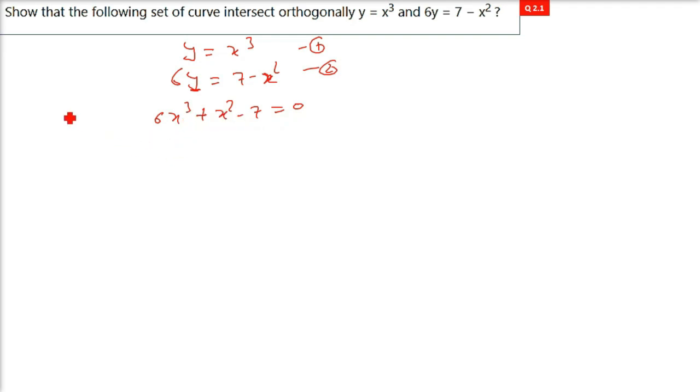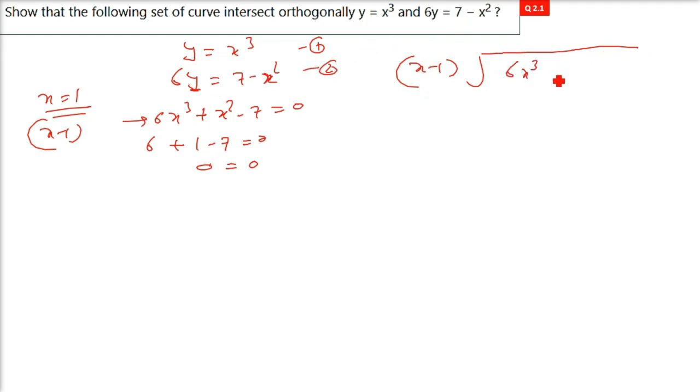So I'm just replacing y by x cube in the second equation, which is 6y equals 7 minus x square. So 6, and just put x as 1. Just gut feeling, x equals 1. When you put x equals 1, this whole equation becomes 0. So at x equals 1, this equation is 0, that means x minus 1 is a factor. Now divide this 6x cube plus x square minus 7 by x minus 1 so that you can get the other factors also.